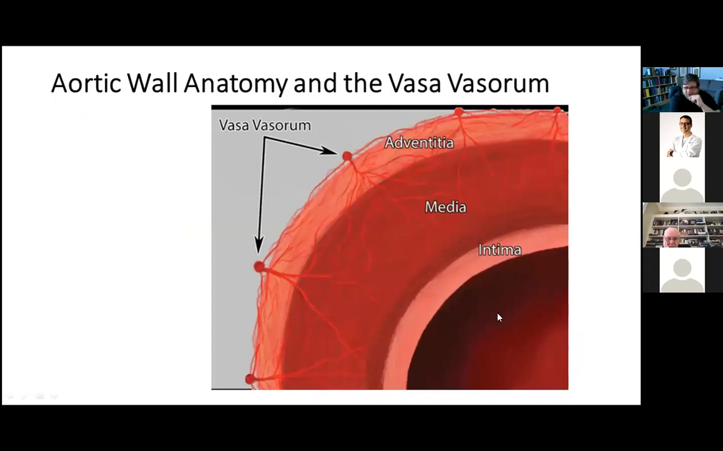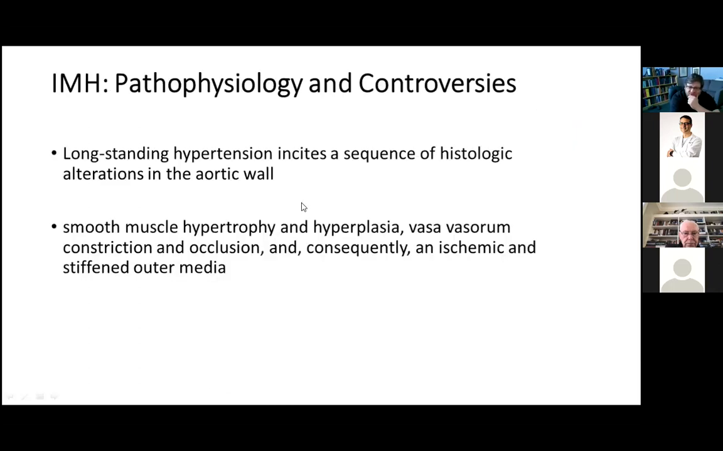Just quickly, we all know that the aortic wall is made up of 3 layers: a single-celled intimal layer, the thickest medial layer consisting of smooth muscle cells and elastic tissue, and a thin adventitial layer, which is where the vasa vasorum originate and supply blood and oxygen to the deeper layers.